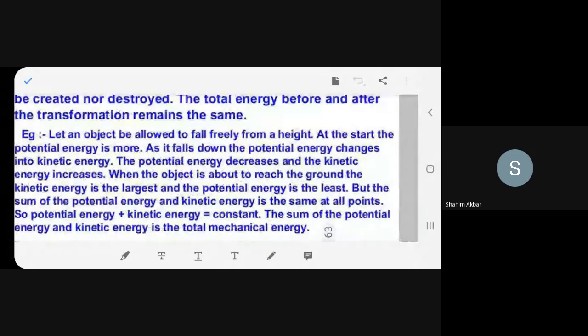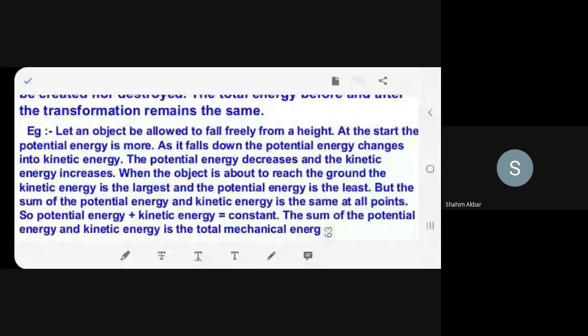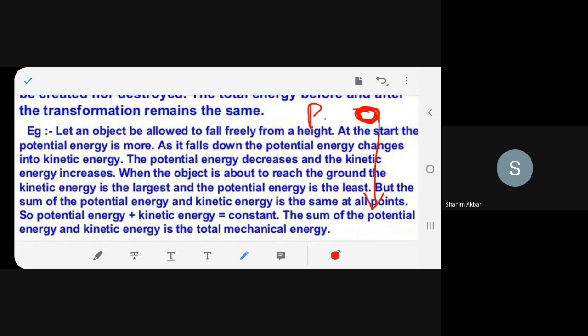Example: let an object be allowed to fall freely from a height. At the start, the potential energy is more. As it falls down, the potential energy changes into kinetic energy. Now, this is the body. It is falling freely from a height. You agree? Here, you find this potential energy is the maximum, mgh is the maximum. But when it is falling down, this potential energy is converted to kinetic energy. You agree?